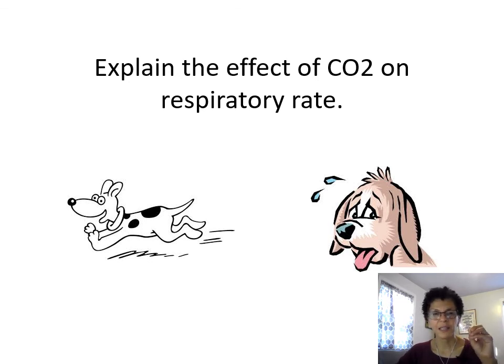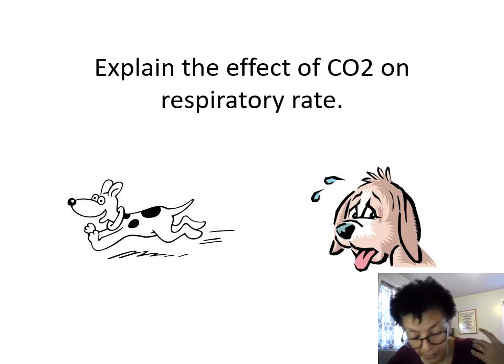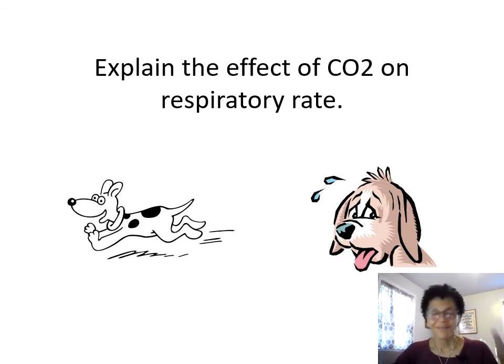If CO2 levels in the interstitial fluid and blood rise, we become acidic. Make sure you review that chemical reaction. So again, if CO2 levels in blood and interstitial fluid rise, we become acidic. And we're going to need to perform hyperventilation. We need to breathe faster to get rid of the CO2 and go back to homeostasis.